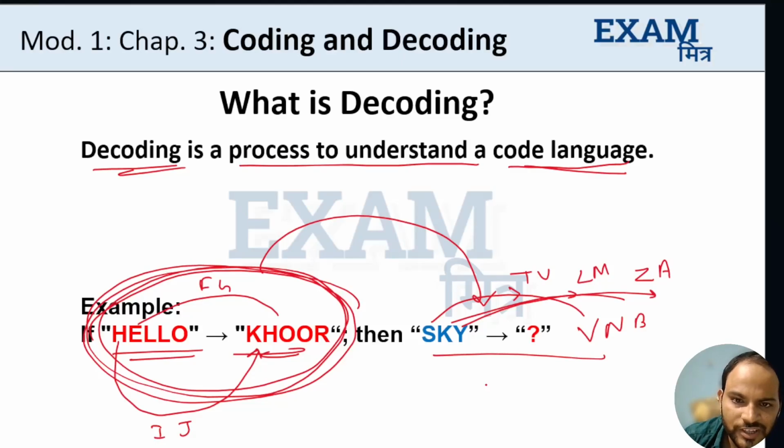So this is coding and decoding. Coding is the process of writing something in a secret way. Decoding is the process of understanding that writing. How is that code written? Understand the process of writing the code. Decoding is understanding how a code is written. Okay, so let's move forward.